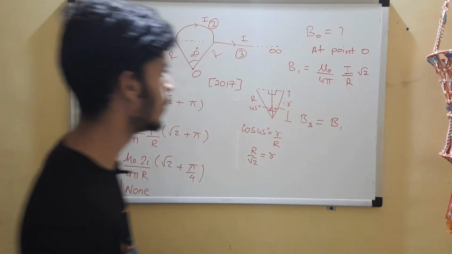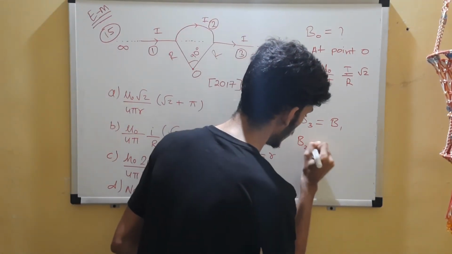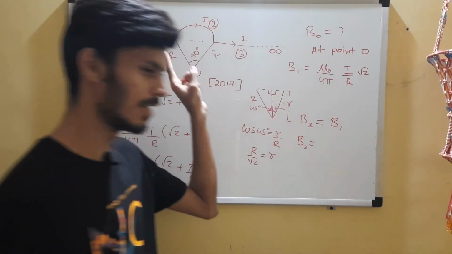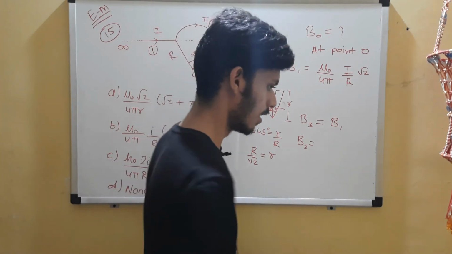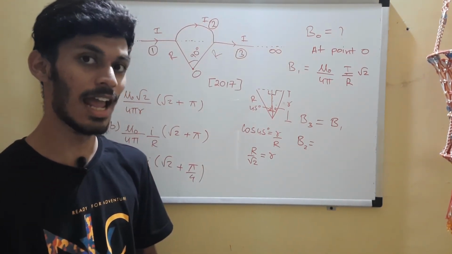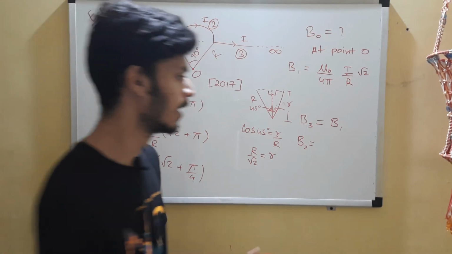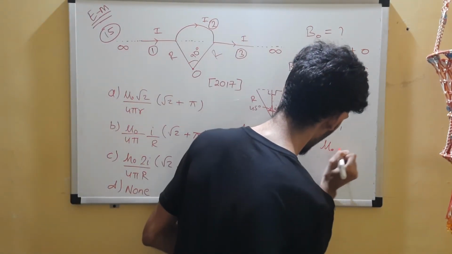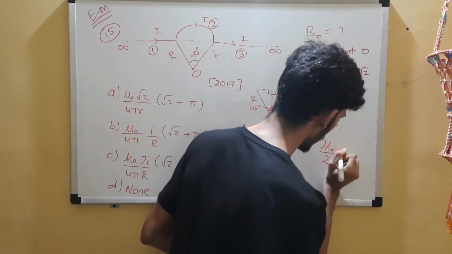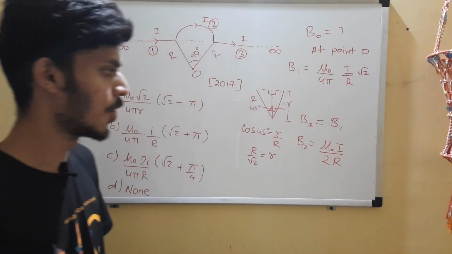Now let's find B2. B2 will be interesting. So B2 will be mu 0 I. Now this is the arc, right? So I'll use the formula for a circular loop, the magnetic field at the center of a circular loop. It is given as mu 0 I upon 2 R. I is capital over here. Mu 0 I upon 2 R.